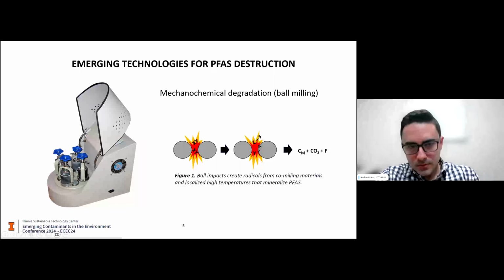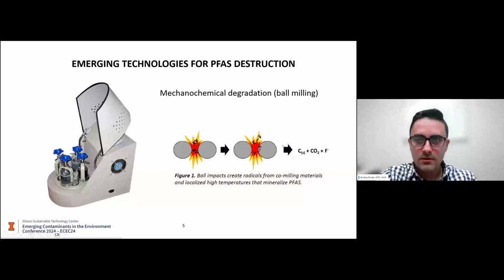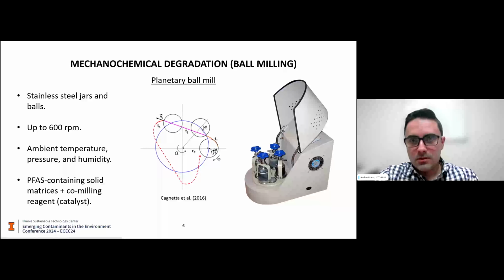It spins the jars, so the collisions between the walls and the mix with a catalyst create radicals. The ball impacts create radicals from the coming materials and localized high temperatures that mineralize the PFAS. Those collisions are able to break the carbon-fluorine chain and mineralize the PFAS. Again, this is the one that we are using here.